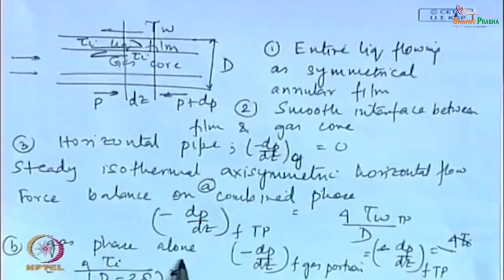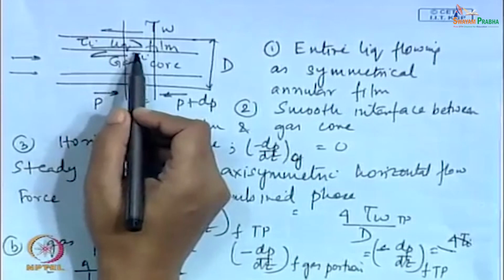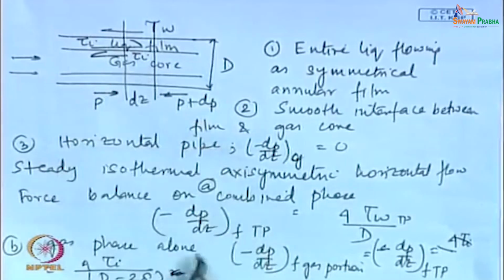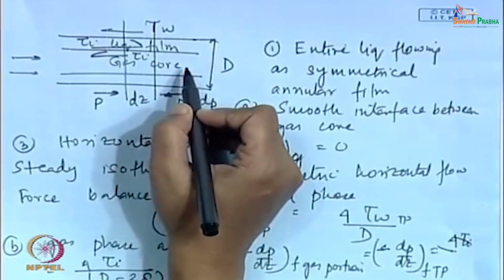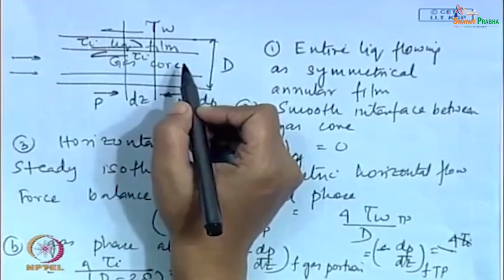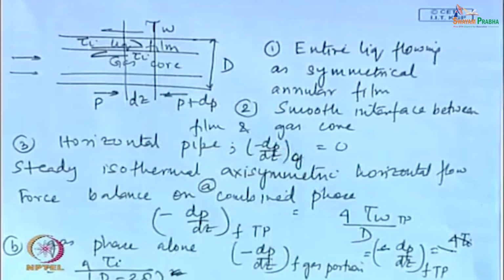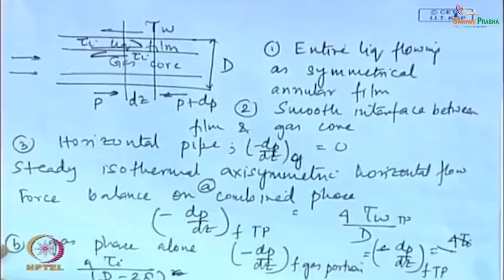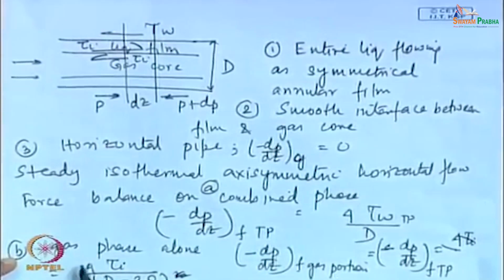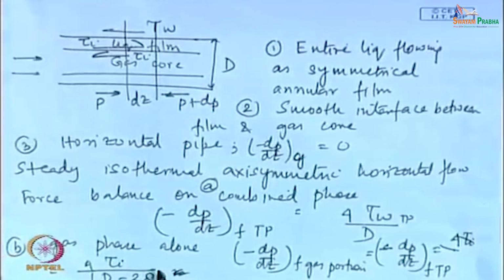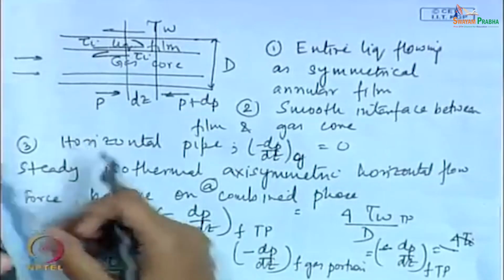Then what did we do? We tried to perform the force balance on the gas phase, the gas portion alone. If we just consider the gas portion alone, then instead of this expression, we obtain this expression, where d minus 2 delta is the effective diameter of the gas core. It can be taken as dg for that matter, is not it? So, accordingly we have obtained the expression for minus dp dz f, the gas portion in this particular case.